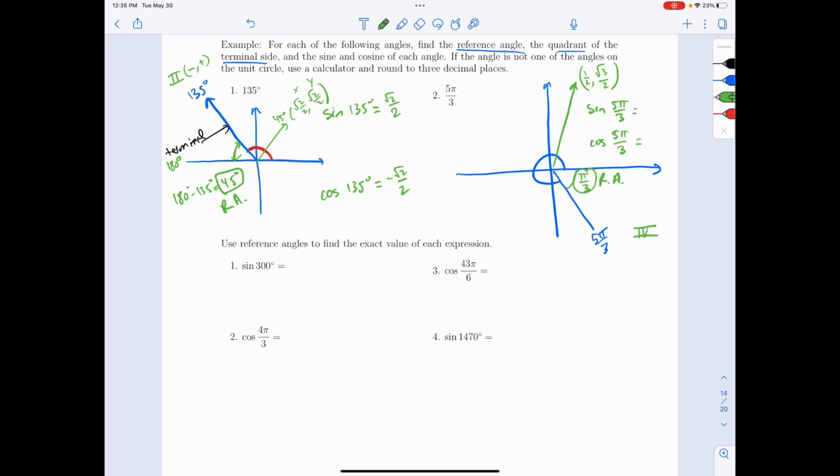Now we're going to use those same coordinates that we had for our reference angle. When we are in quadrant 4, the first coordinate is positive, the second, or the y-coordinate, is negative. So sine of 5 pi over 3, that's going to be the same y-coordinate as our reference angle, but it's going to be negative. So negative root 3 over 2, and then cosine will be 1/2.